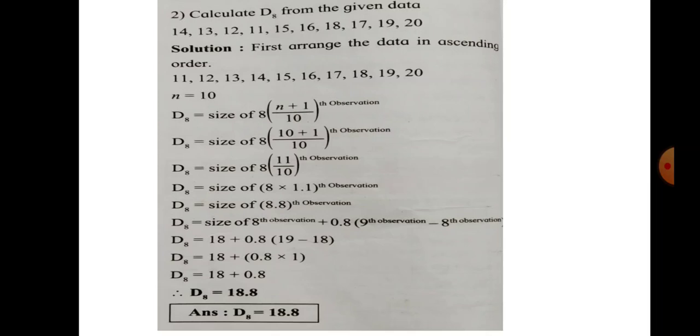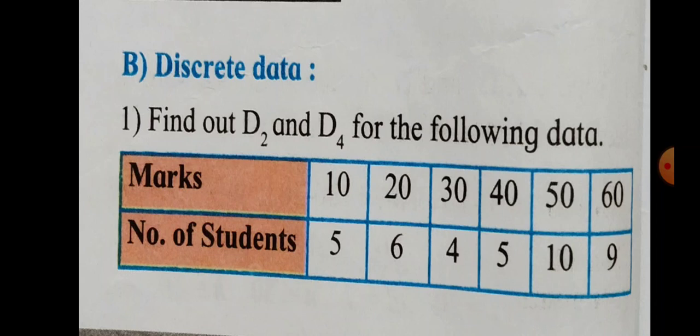So what is the value of d8? d8 is equal to 18.8. This is how to calculate deciles from individual data in case of fraction number. Now let us see how to calculate deciles from discrete data.